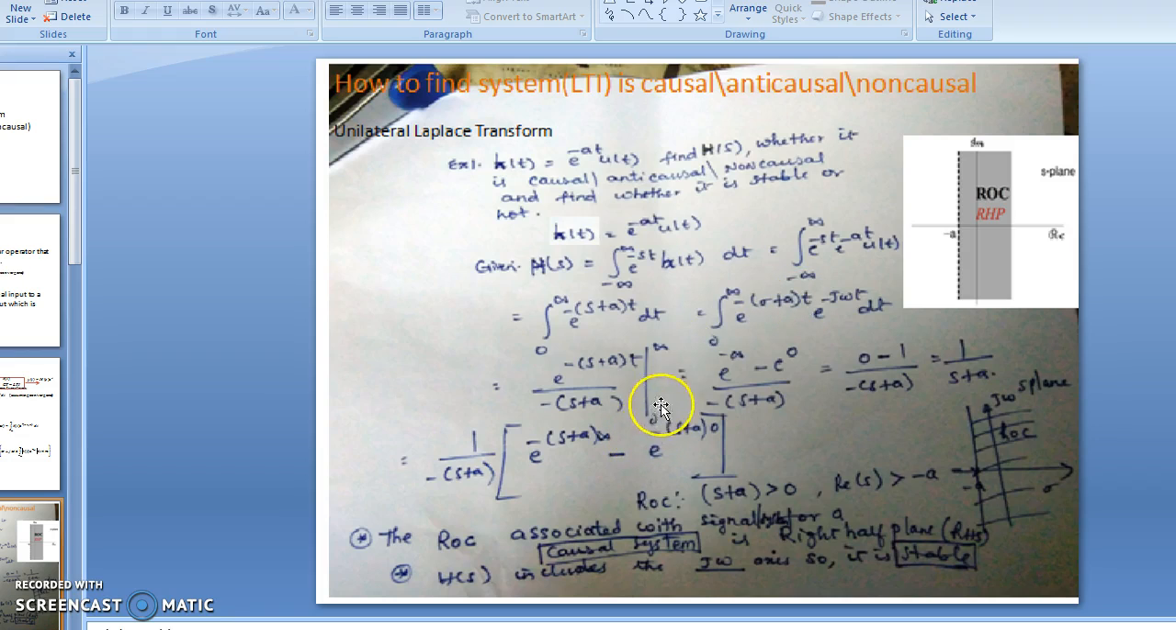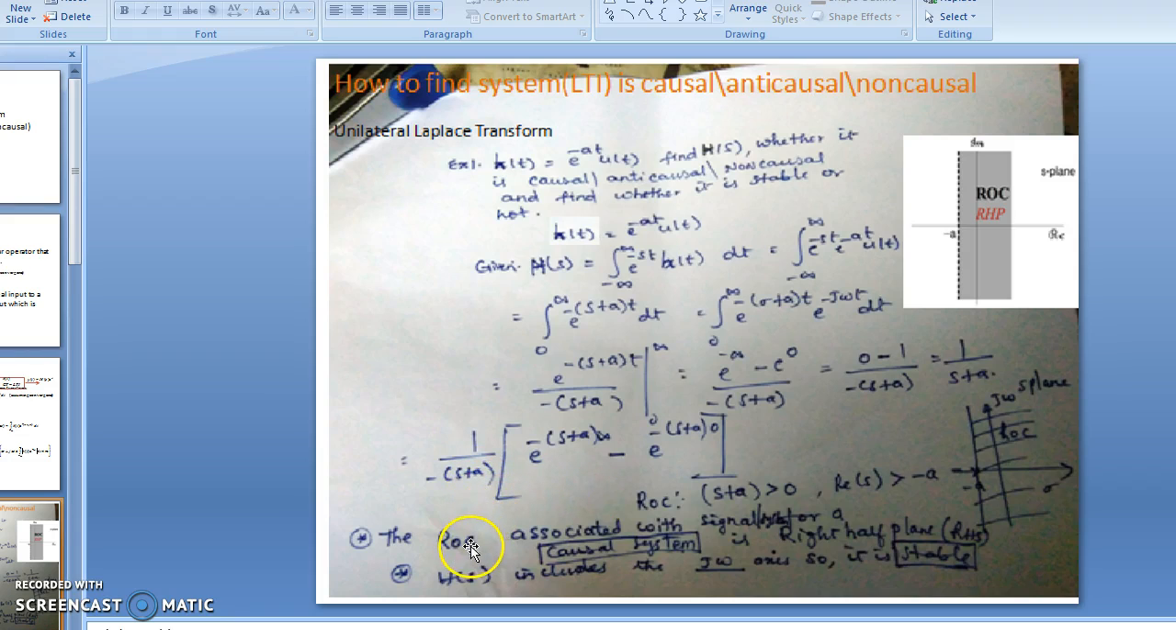Now, when you are substituting the limit for a given t, we can observe that the region of convergence will exist only for a greater than 0, that is for positive values. Now, ROC is real values of s greater than minus a. Now, plot the S plane, that is j omega versus sigma. Now you can see that minus a is a pole. Now ROC exists greater than minus a. So now this is the ROC in the S plane.